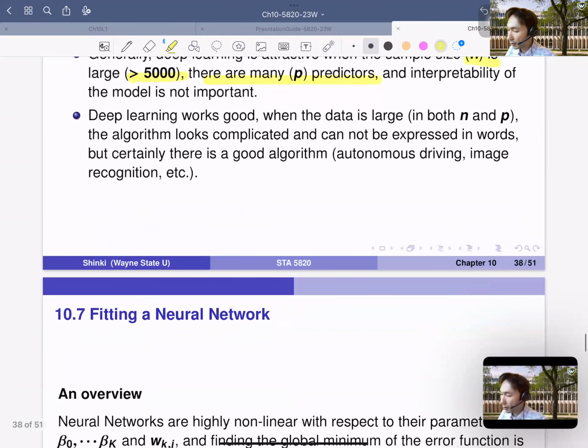Yeah, and also my impression is that deep learning or neural networks work well when the data is large, but also the algorithm looks complicated and cannot be expressed in words, but certainly there is a good algorithm. For example, autonomous driving. So you are not sure what the best principle for driving in general is.